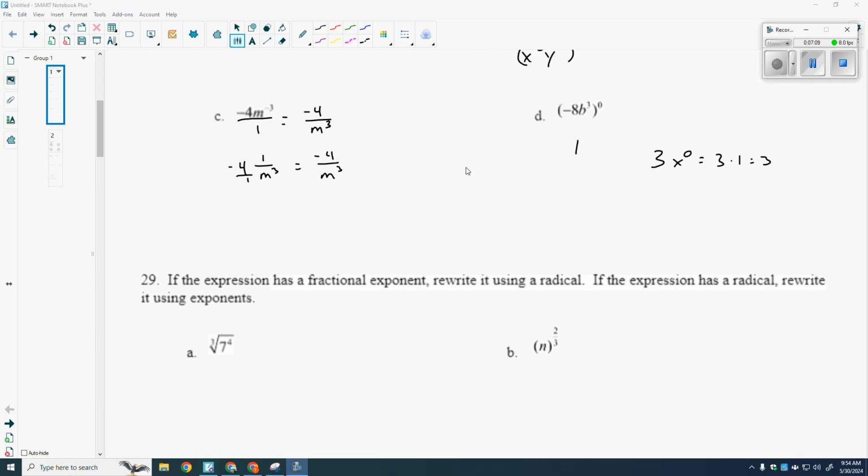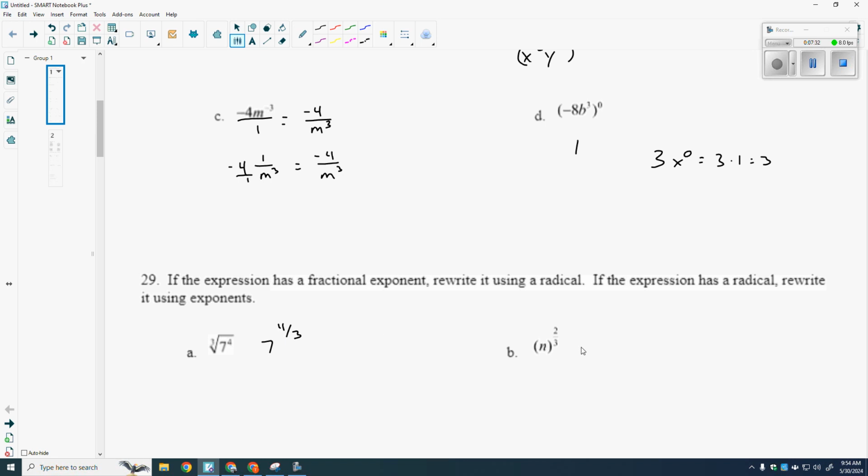Question 29. If the expression has a fractional exponent, write it using a radical, and vice versa. So this becomes 7. The power goes on top, the root goes on bottom. That becomes 4/3.